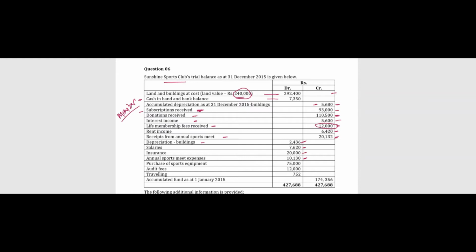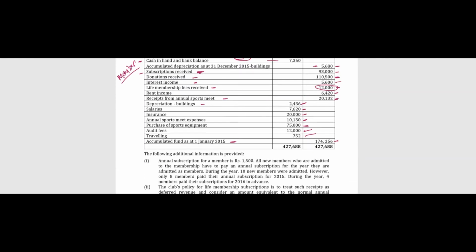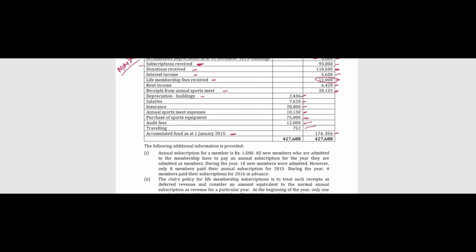Purchases of equipment. These are assets, therefore they have to be shown on the financial position as an asset, and depreciation has to be calculated on this amount. And you are given the audit fees, the traveling expenses, and finally the accumulated fund as at 1st January 2015. If you look at a normal company trial balance, you will see retained earnings. Since this is a sports club, you will see your earnings under accumulated fund. In clubs and associations, any carried forward profits or losses are known as accumulated fund. Okay, so let's move on to the notes. What additional information is given?